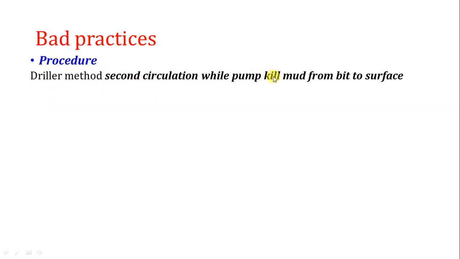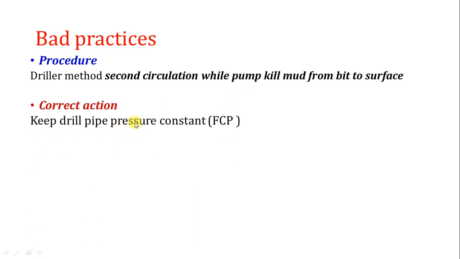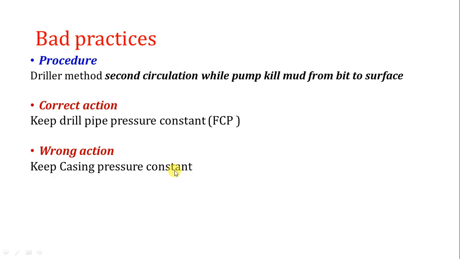In the second circulation, while pumping kill mud from the pit to the surface, as I told you, at this time the kill mud is in the drill string, so you have to keep the drill pipe pressure constant at the FCP. This is the right answer. Keep drill pipe pressure constant at the FCP. So what is the wrong action? The wrong action is to keep casing pressure constant.